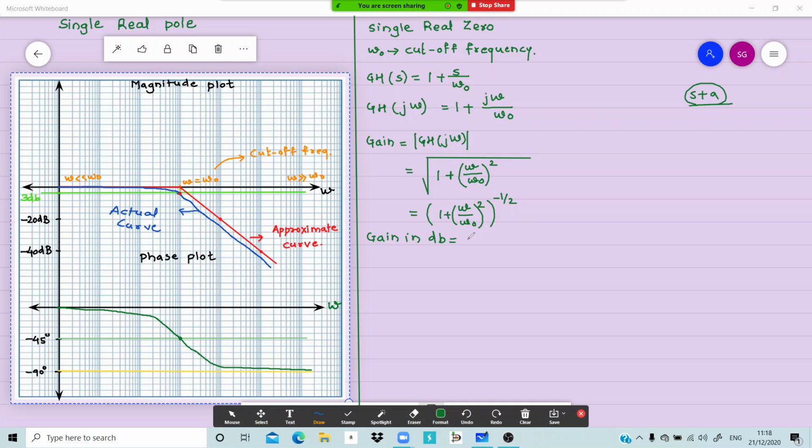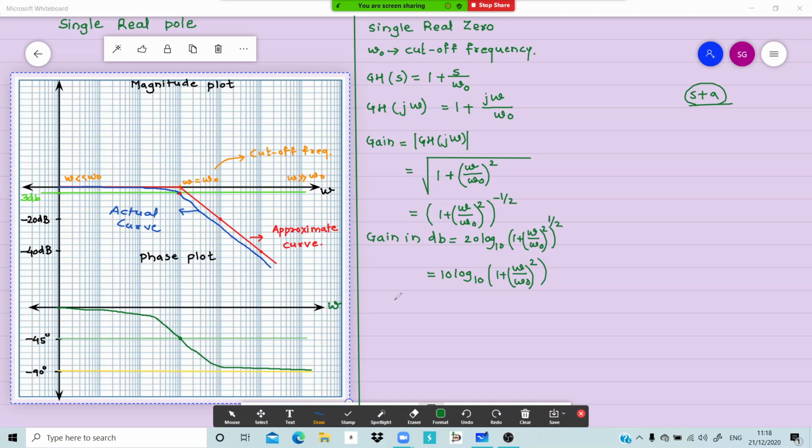Now in the same line, if you want to go for the gain in dB, then what will we write? 20 log to the base 10 of 1 plus omega upon omega 0 bracket squared and raised to half. So I'll take this on this side, so it is going to be 10 log to the base 10 of 1 plus omega upon omega naught bracket squared. Okay, so we got the expression for the magnitude.